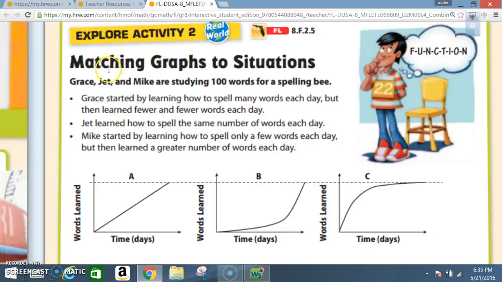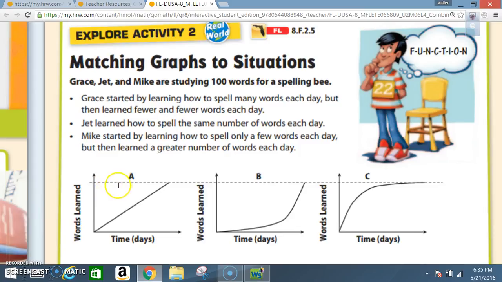Explore Activity 2, Matching Graphs to Situations. Grace, Jet, and Mike are studying 100 words for a spelling bee. Grace started by learning how to spell many words each day, but then learned fewer and fewer words each day. Jet learned how to spell the same number of words each day. Mike started by learning how to spell only a few words each day, but then learned a greater number of words each day.